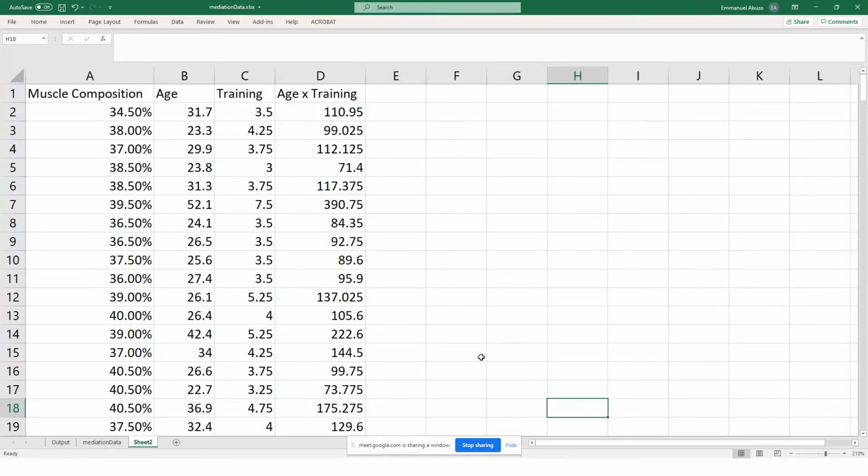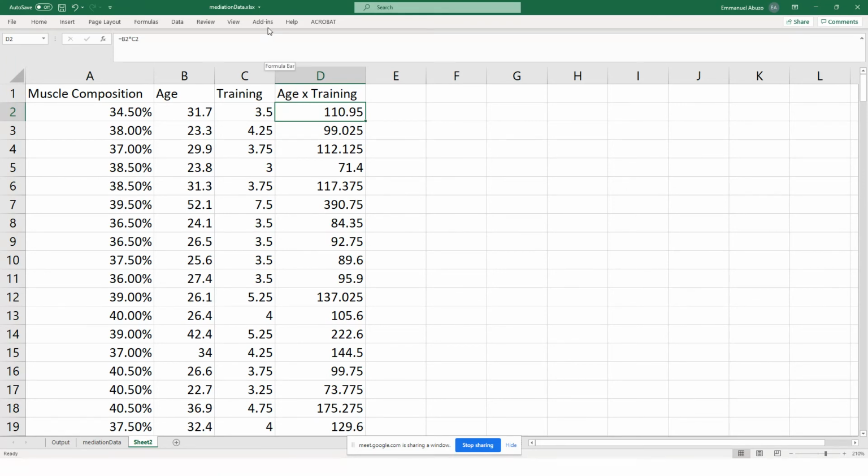So here's the data. We have the muscle composition, the age, the training. Now take note that in the discussion that we had, there is an interaction between the age and the training. So in this case, what we are just going to do here is multiply the age and the training. So this is the result. Now what we are going to do here in the moderation is just run multiple regression analysis, with the components of the age, the training, and the interaction of the age and training. And our dependent variable would be the muscle composition.